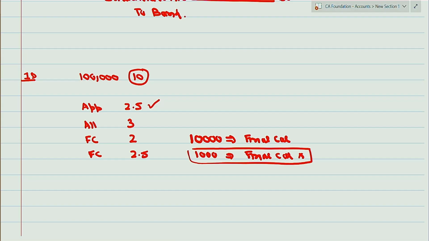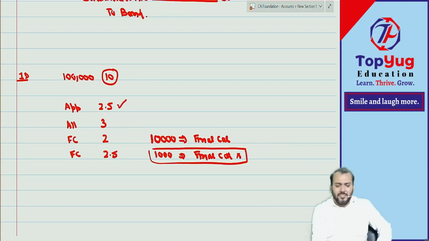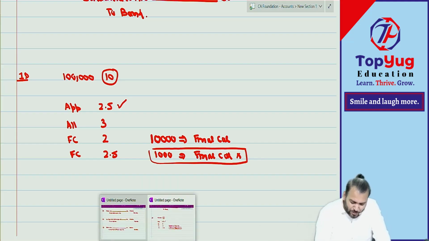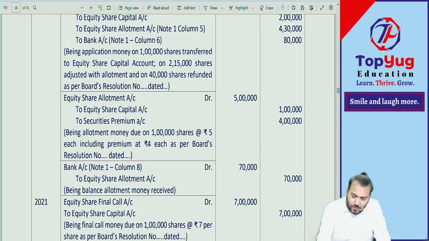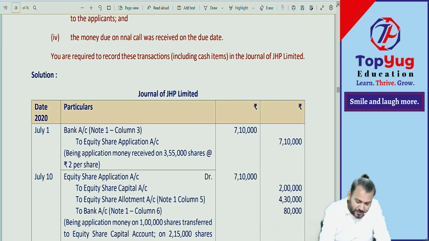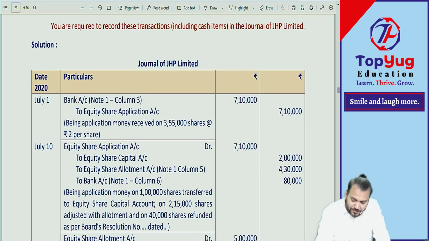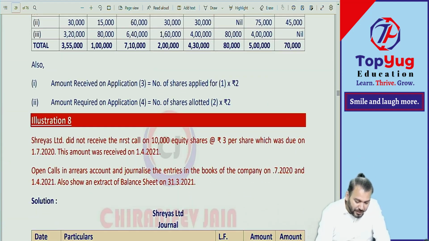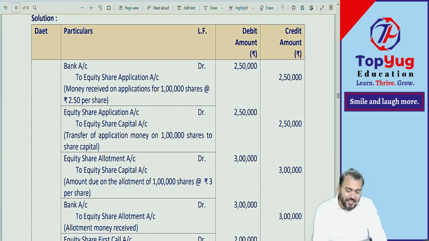Hello. Can we discuss now? So can we discuss with the solution only? If you permit, I don't want to write anything now. So first journal entry, we are doing illustration number 9. The first journal entry, I think everyone did correct. Bank to equity share capital.